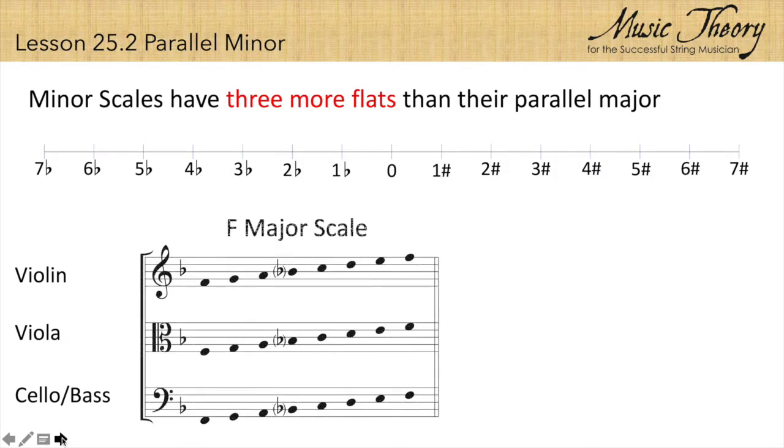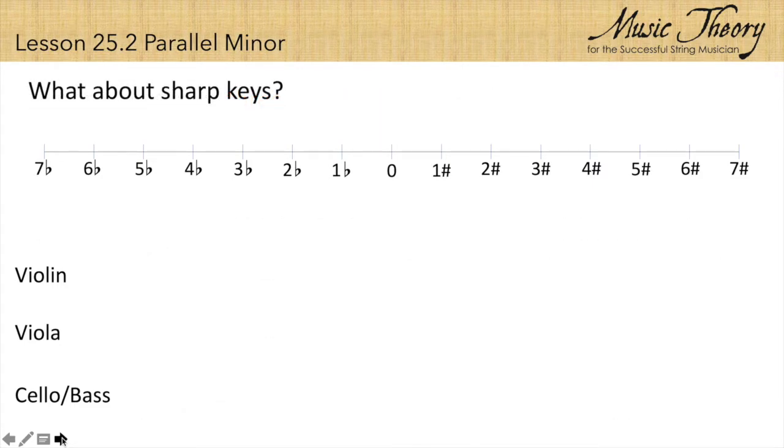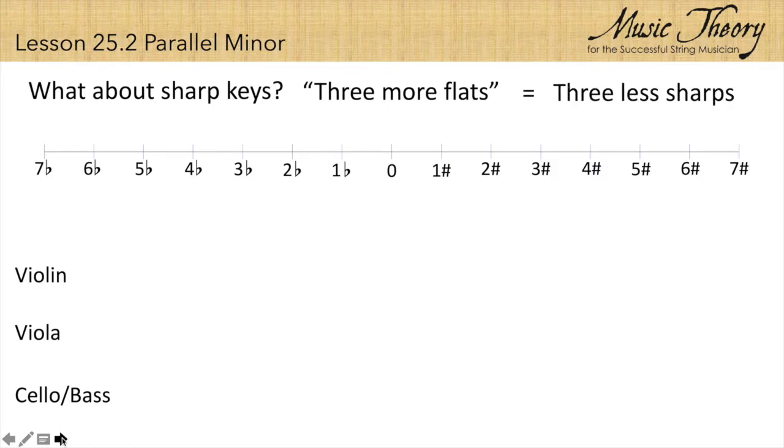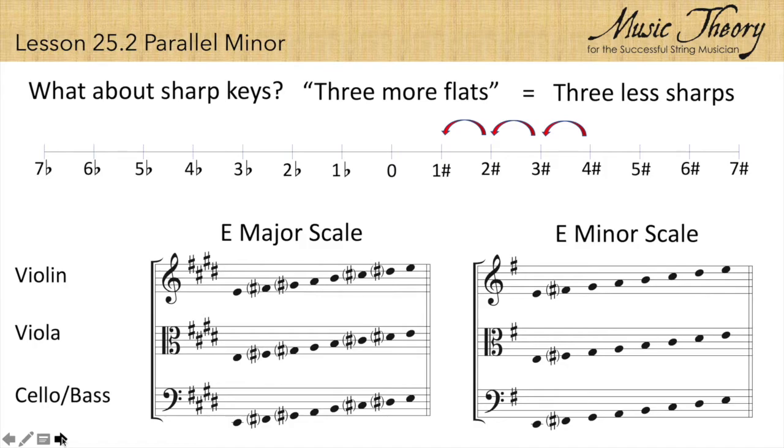For example, F major has 1 flat. F minor is going to have 3 more flats than 1, or 4 flats. How does this rule apply to the sharp keys? Well, 3 more flats is essentially the same thing as saying 3 fewer sharps. So, in a key like E major, which has 4 sharps, to determine the key signature for E minor, we take away 3 of those sharps to get the E minor scale, which has only 1 sharp.